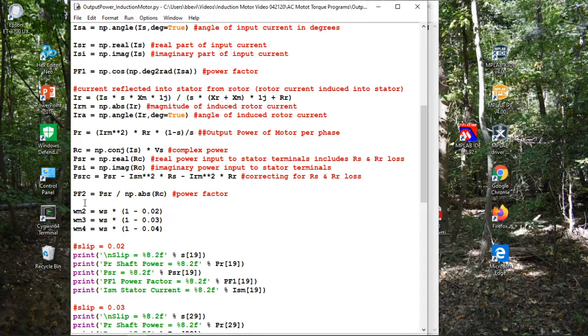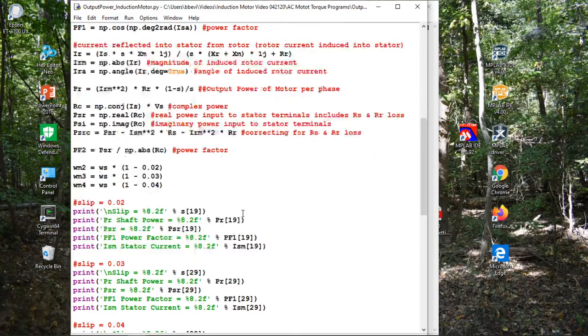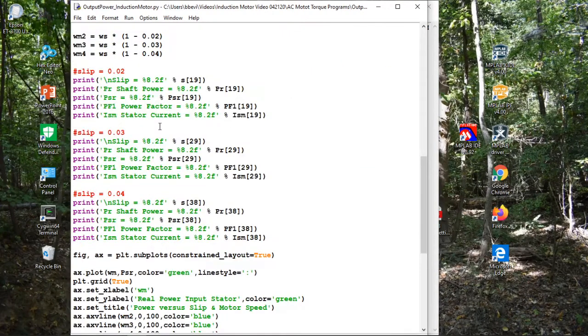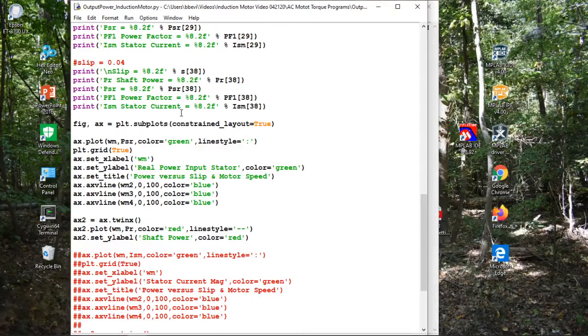Okay, and so here again, for this power factor, what I'm saying is it's PSR, which is the real power, divided by the magnitude here. So this is another way to get the power factor. And so here are just different speeds, and here I go in and actually print out the results again.